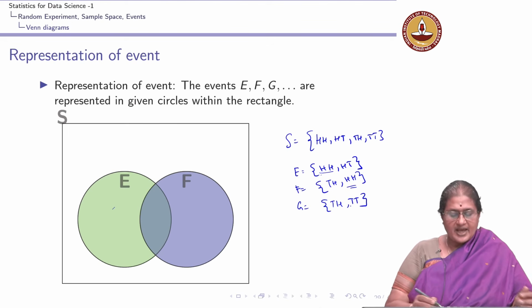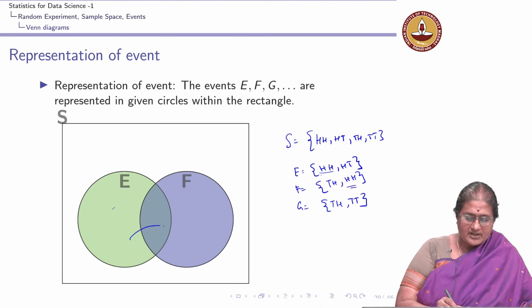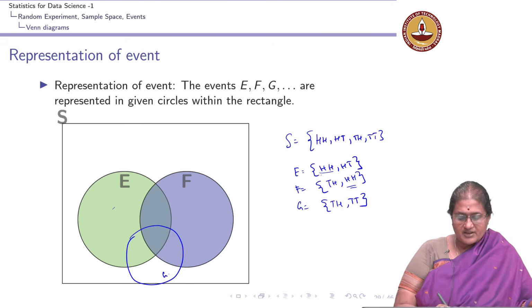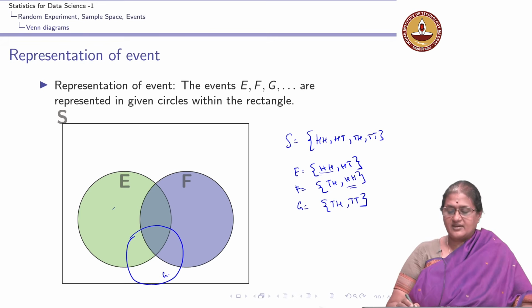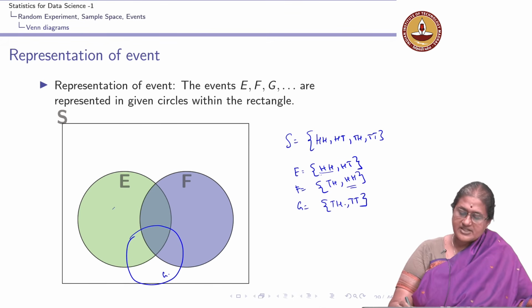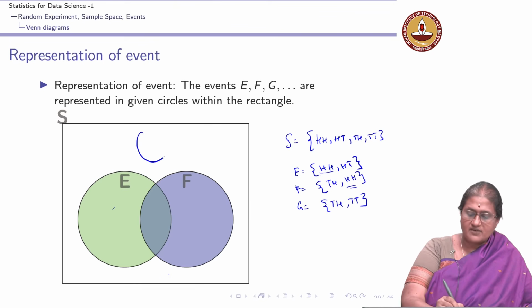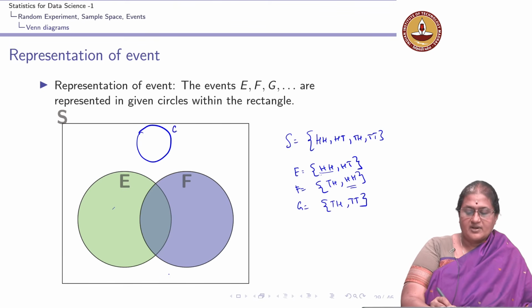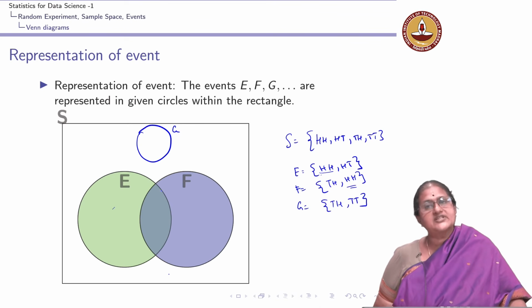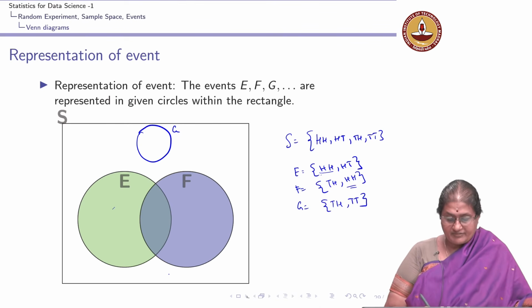I could have another event G, which is tail in my first toss, which is TH and TT. So, we can have all possible events, and you can see that there is nothing common to all the three events. G could be an event here which is not common to events E and F.